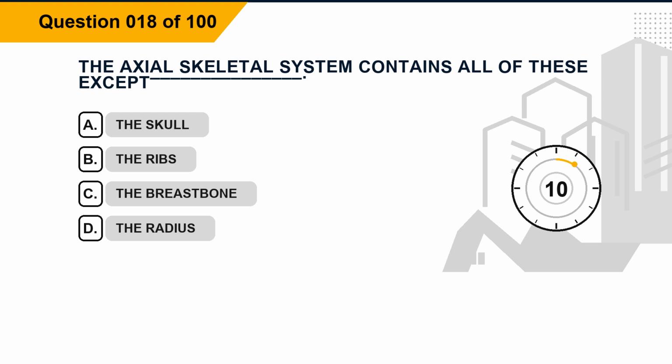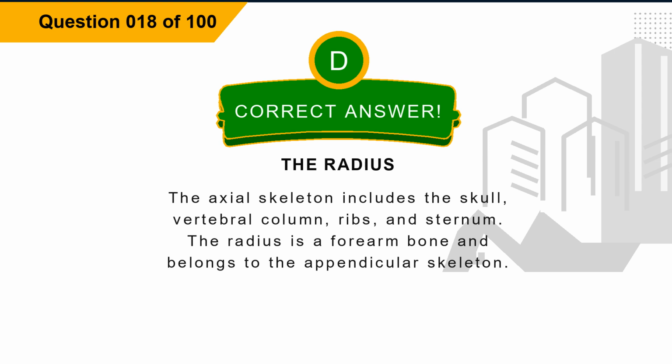Question 18. The axial skeletal system contains all of these except blank. Option A, the skull. Option B, the ribs. Option C, the breastbone. Option D, the radius. The correct answer is option D, the radius. Explanation. The axial skeleton includes the skull, vertebral column, ribs, and sternum. The radius is a forearm bone and belongs to the appendicular skeleton.